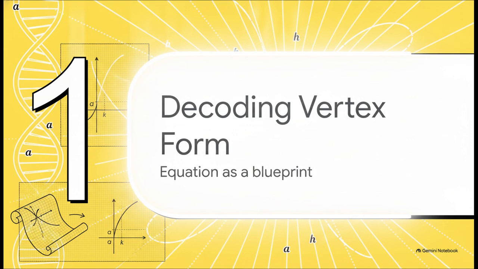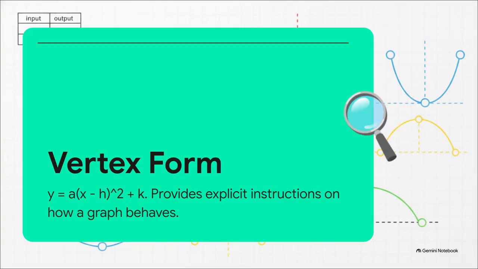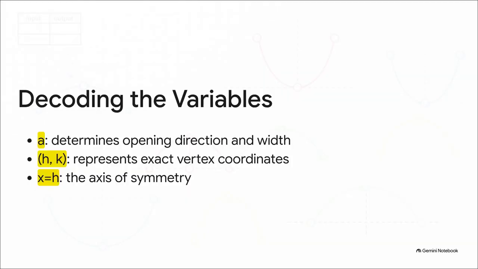Let's look at the fundamental equation that acts as the genetic code for our parabola. This is vertex form. y equals a times the quantity x minus h squared plus k. This formula provides us with immediate, explicit instructions on exactly how the graph is going to behave on the coordinate plane. Breaking this down, that a value up front dictates if our parabola opens upward or downward, and it also controls the width effect, so whether it's stretched out or compressed.